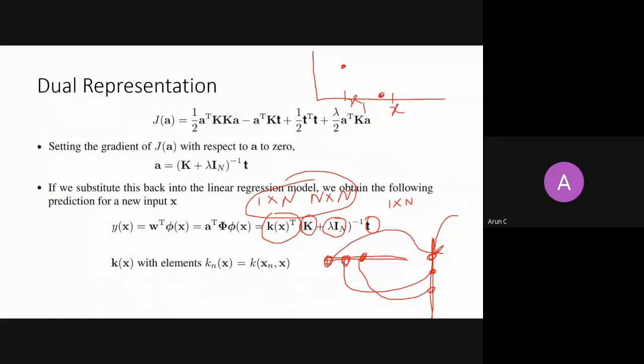So this is my x2. I want to predict for this x. What do you think my x1, x2, I want to predict at x, right? I want to predict at x.